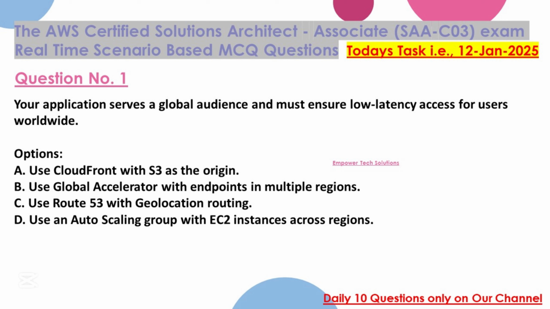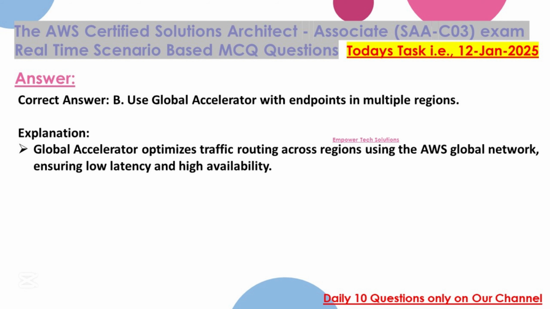B. Use Global Accelerator with endpoints in multiple regions. C. Use Route 53 with geolocation routing. D. Use an auto-scaling group with EC2 instances across regions. Correct answer: B. Use Global Accelerator with endpoints in multiple regions.